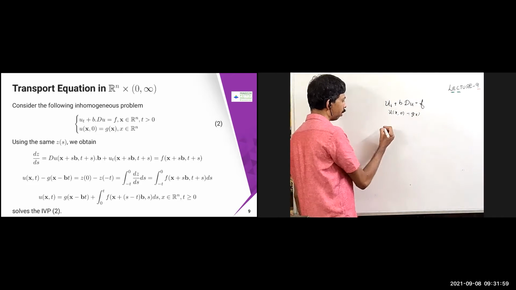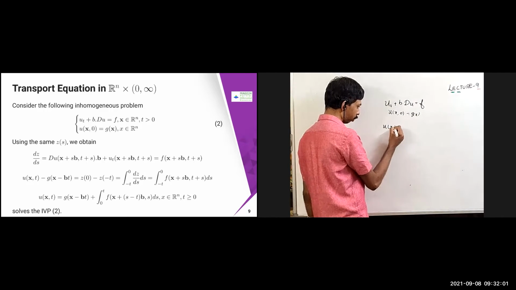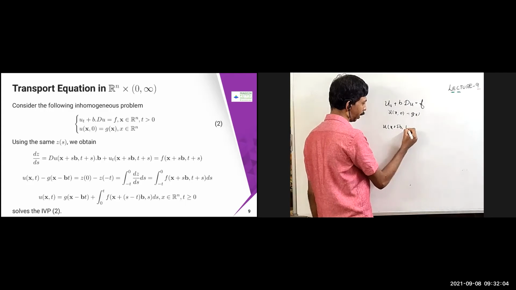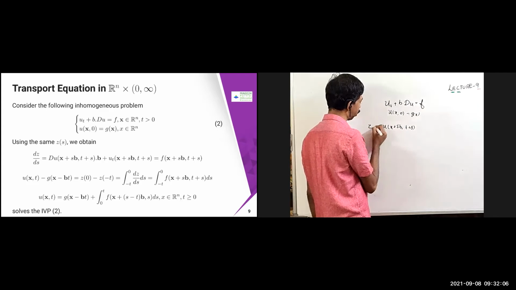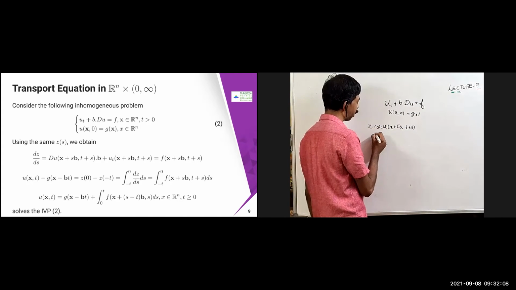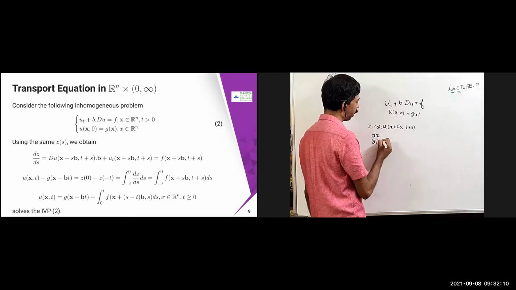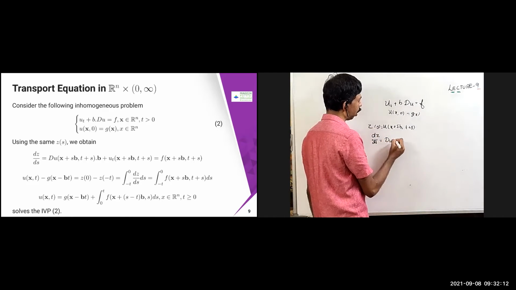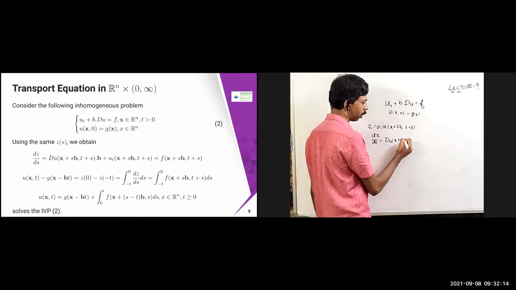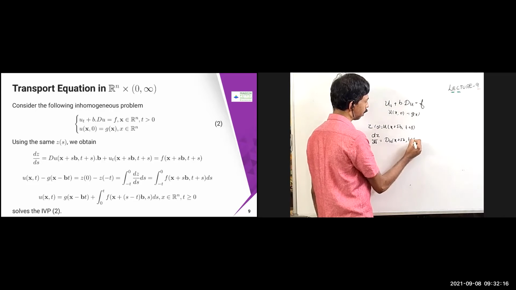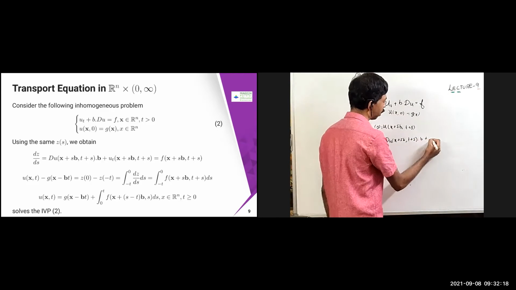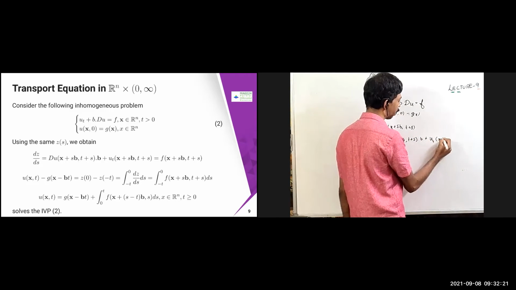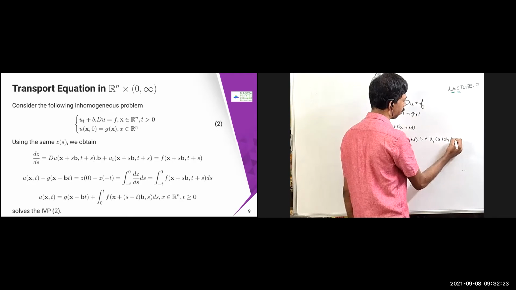Take u of x plus sb comma t plus s, and call it z of s. Then find dz by ds. So dz by ds is going to become Du of x plus sb comma t plus s into b, plus u_t of x plus sb comma t plus s.